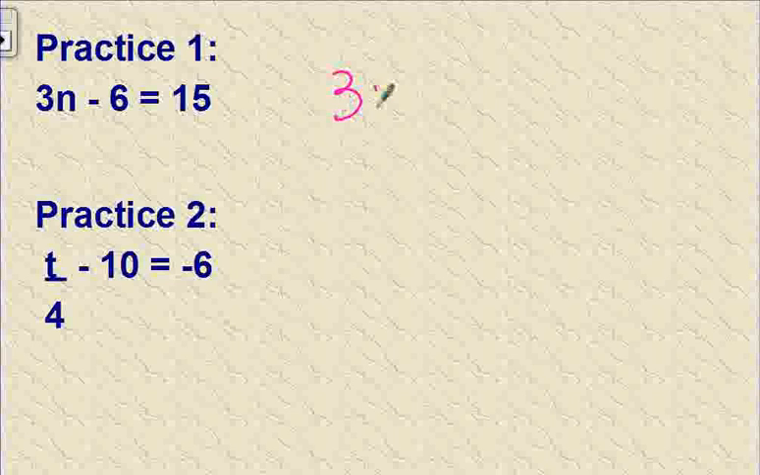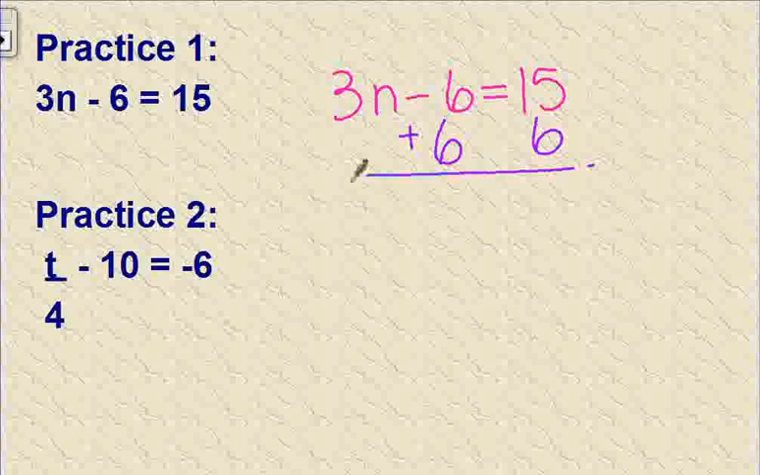Let's see how you did. 3n minus 6 equals 15. If I refer to my notes, I know that I deal with what's adding or subtracting first. In this case, I'm subtracting 6. The opposite of subtracting 6 is to add 6 to both sides. My final or simplified equation is 3n equals 21.